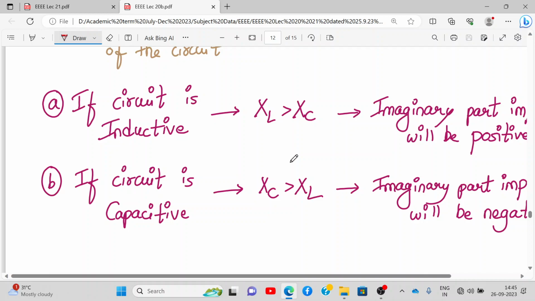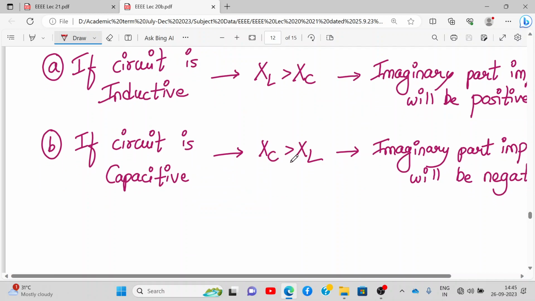Many are not paying attention. You will land up in trouble when this concept is asked in the form of a numerical. So kindly pay attention.